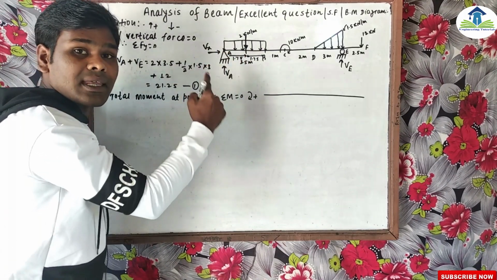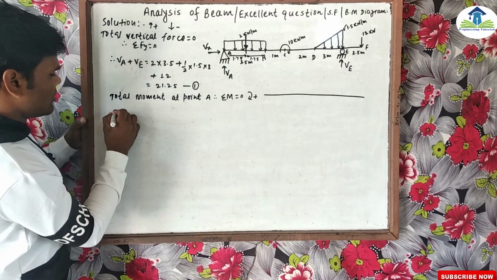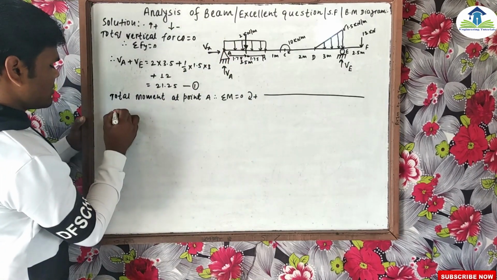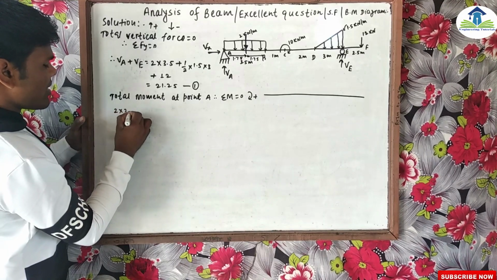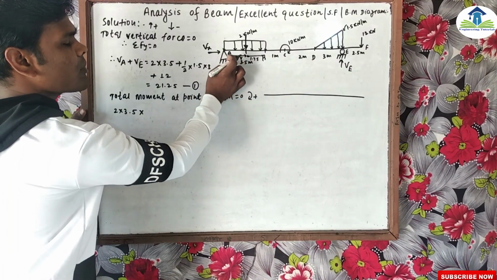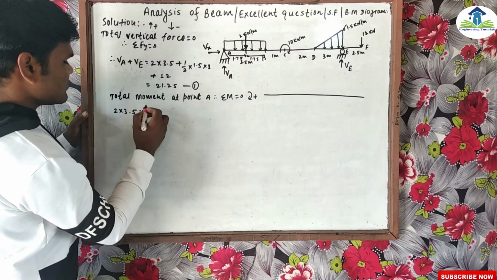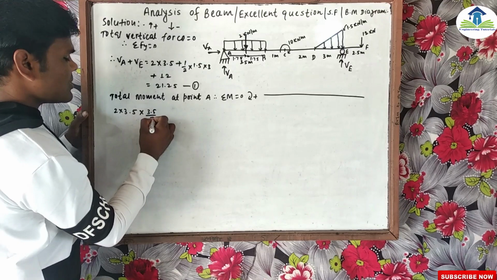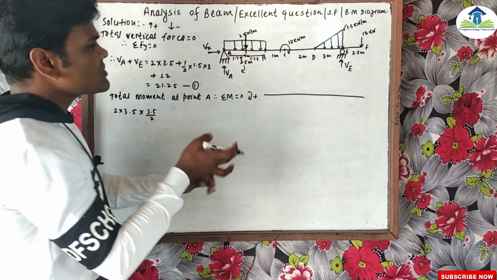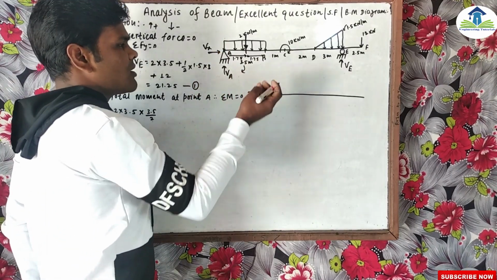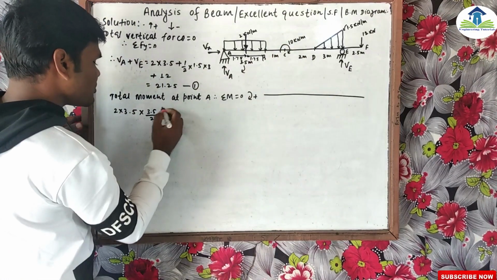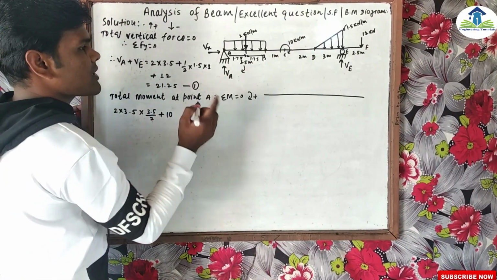of support A. So we can write, what is the total vertical force? 2 into 3.5. The total force, 2 into 3.5, is multiplied at the point where it is acting, 1.75 from A. So 3.5 divided by 2 means 1.75. It is in the clockwise direction, so we take it positive. Similarly, where is another force or moment? This is 10 kN-m. So this is also a positive, clockwise moment, so 10.